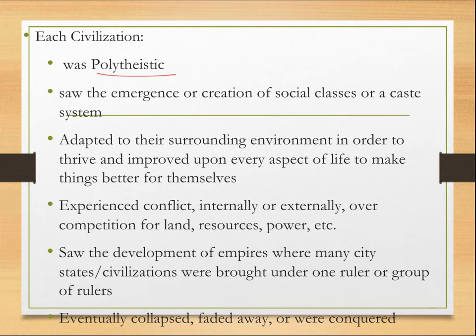We also have seen how social classes divided up the different people in each civilization. And in the Indus River Valley, that was called a caste system. We've also seen how the people adapted to their environment to make life a little bit easier. So they created different things and had innovations. They also had some conflict. They had to fight against other people because we know that land and resources are power, and they help you get more control as a country or a civilization.